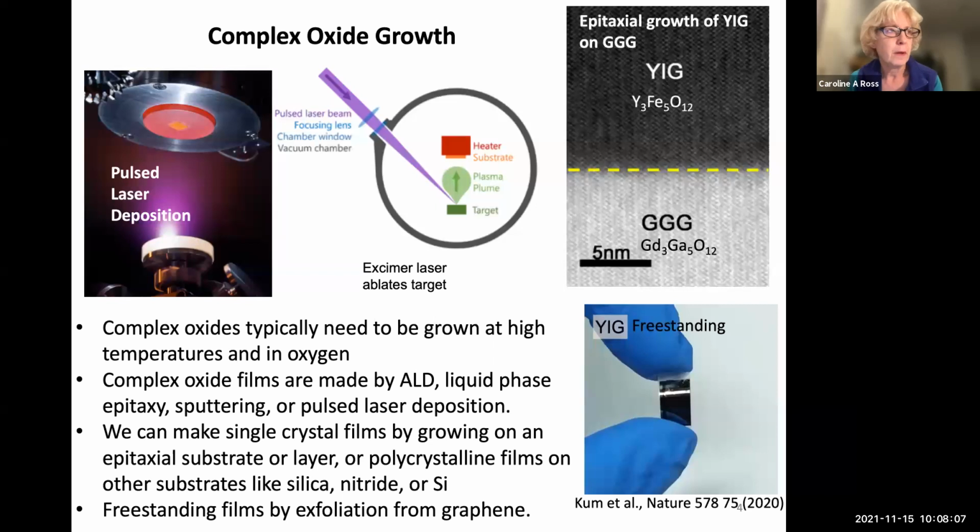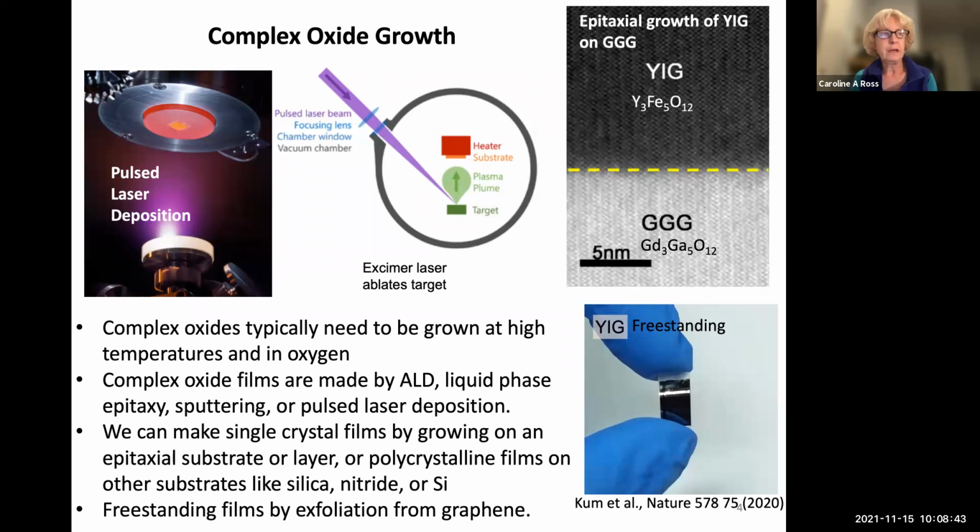PLD is a very adaptable process. It's very easy to change targets or to do combinatorial growth, where we have multiple targets in the chamber at once and we move from one to the other. So it's very good and flexible for research. It's not so easy for manufacturing because the area of the plasma plume is quite small. So for manufacturing, we tend to use sputter deposition or other processes like liquid phase epitaxy or atomic layer deposition.